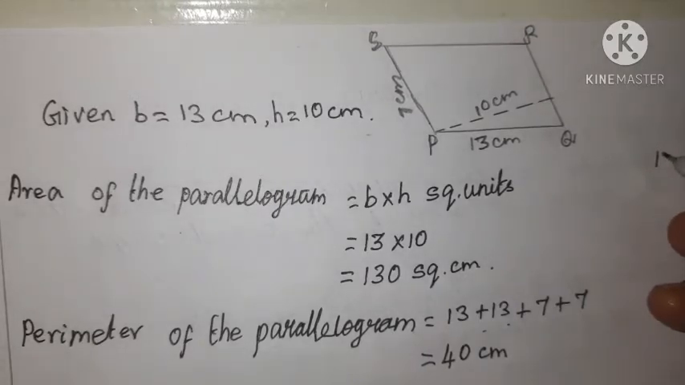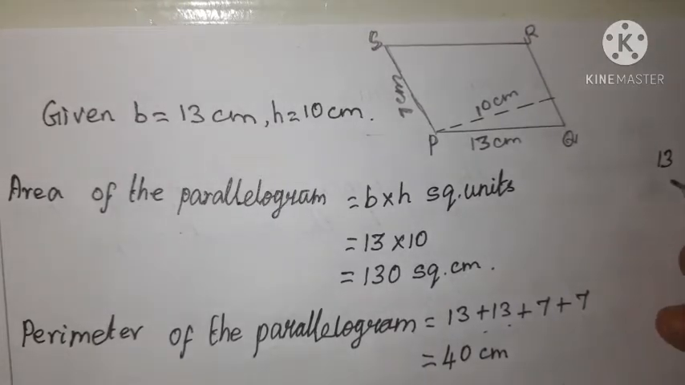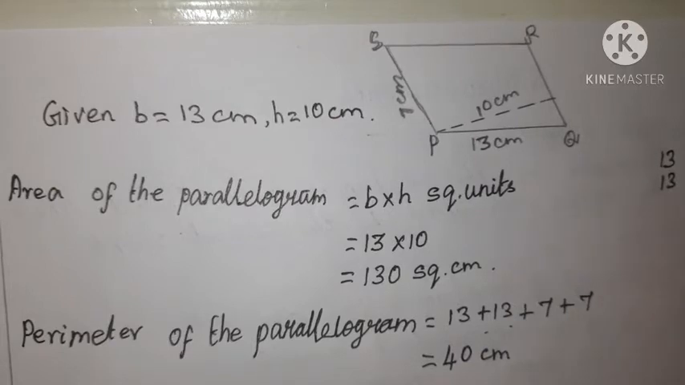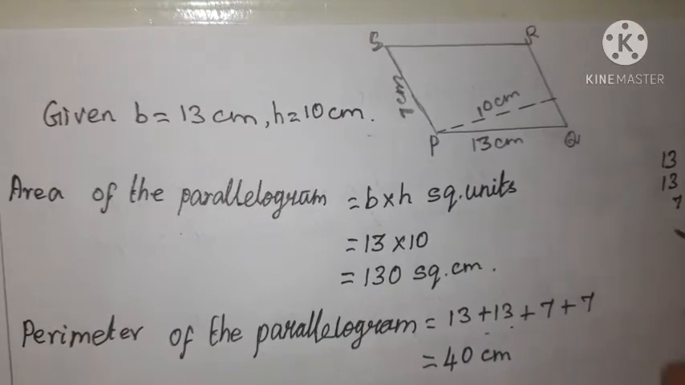Add correctly. Write the rough work and add. 37 plus 7.